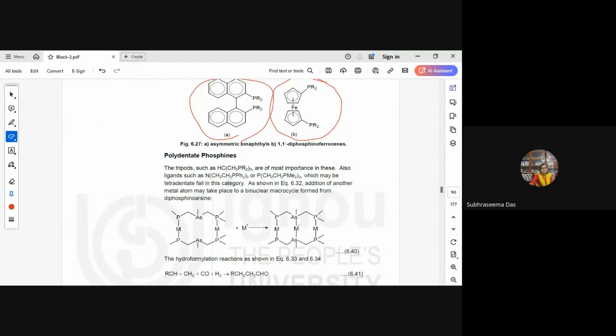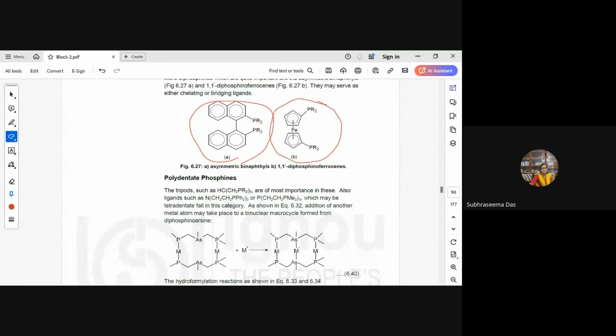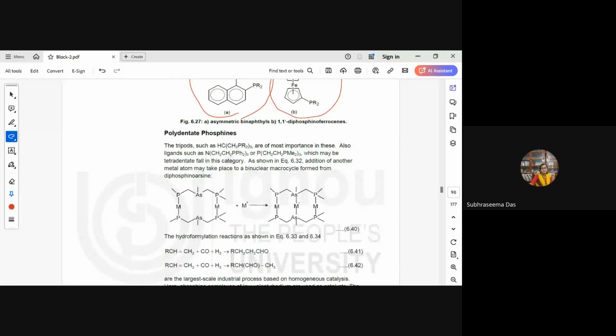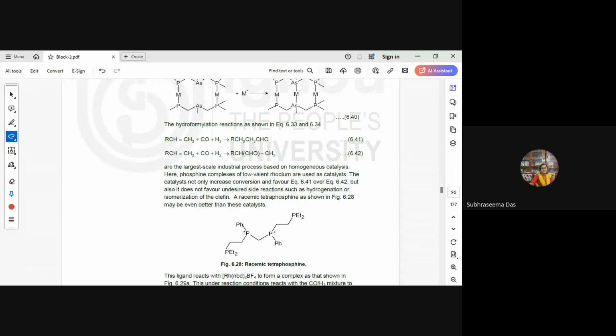Then after chelating phosphines, we have the polydentate phosphines, the tripods such as CH2(PR2)3, which are of importance here. These ligands include the tetradentate ones, since polydentate also includes tetradentate, as shown in equation 6.42. Such reactions occur, and a polydentate phosphine is formed starting from a monomer. In figure 6.28, a racemic tetraphosphine is shown, and it may be better than conventional catalysts.